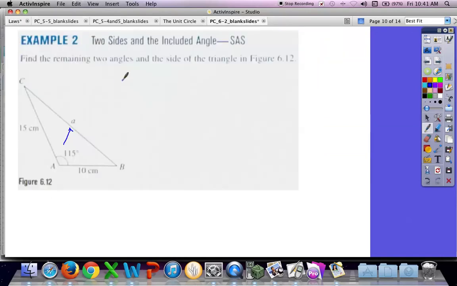So we're using this formula: a squared equals b squared plus c squared minus 2bc times the cosine of A. A squared equals, okay, we've got our b squared is 15 squared, our c squared is 10 squared, minus 2 times 15 times 10 times the cosine of 115 degrees.